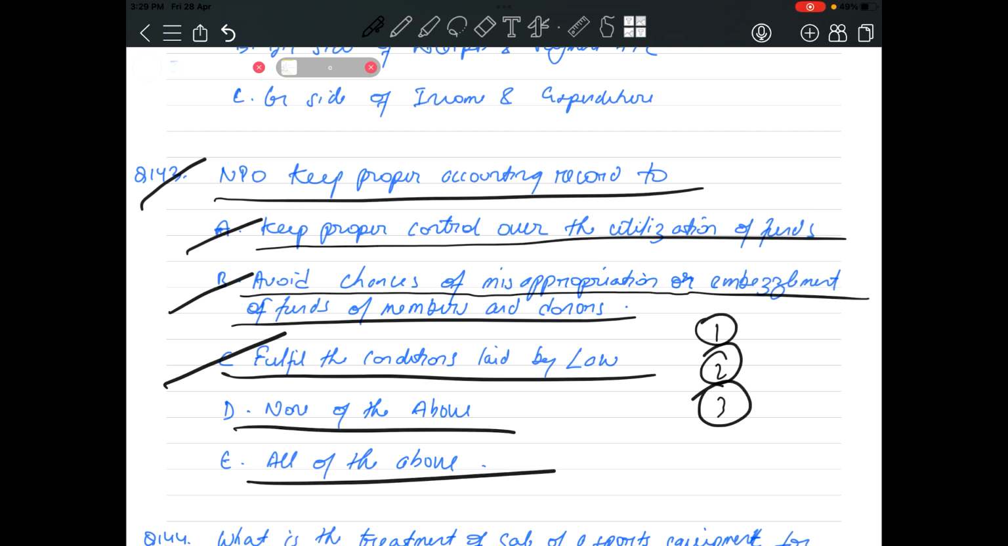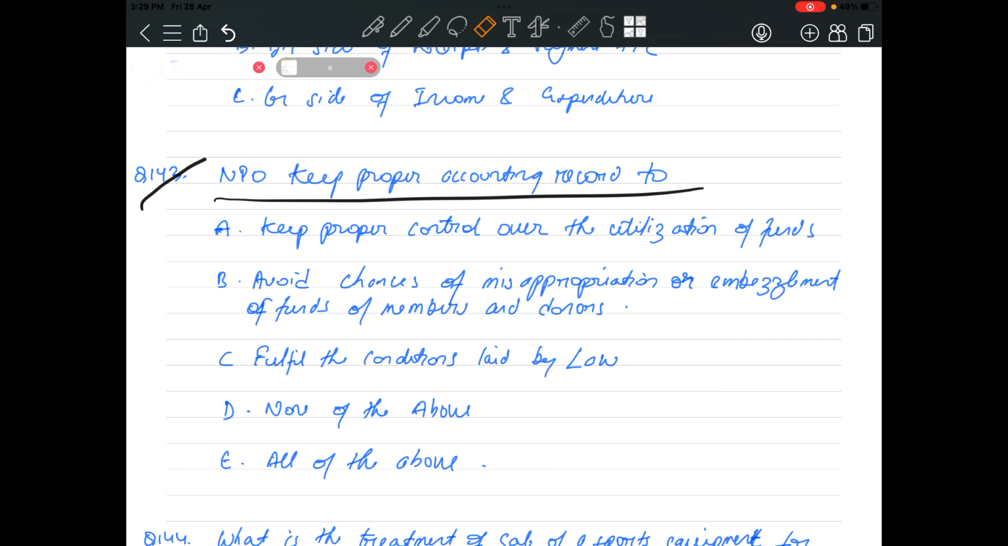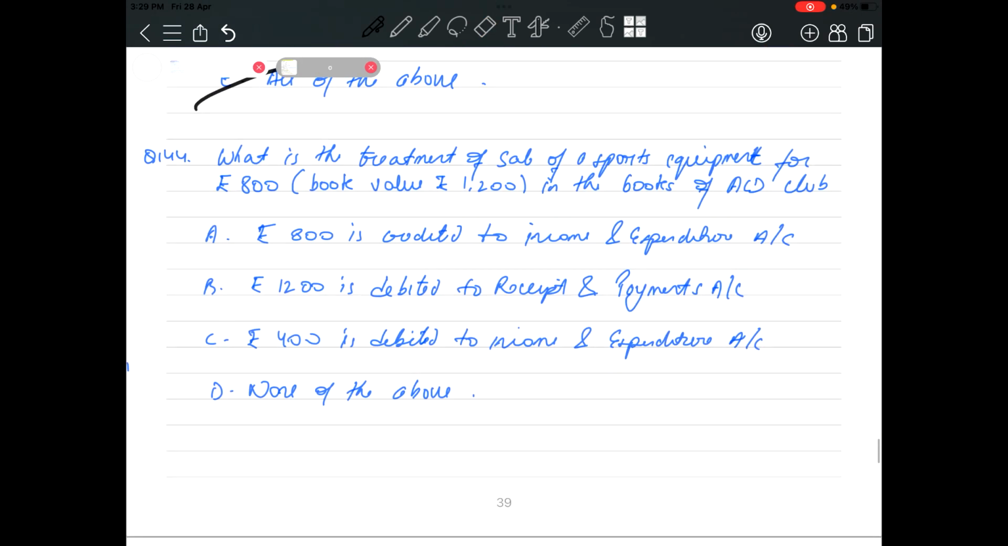None of the above, all of the above. So what will be the answer for this question? It will be point number E, all of the above. Now let's move on to question number 144.